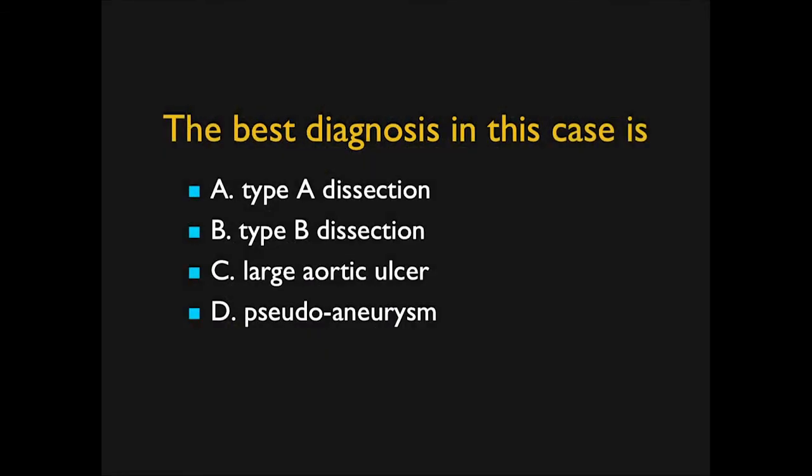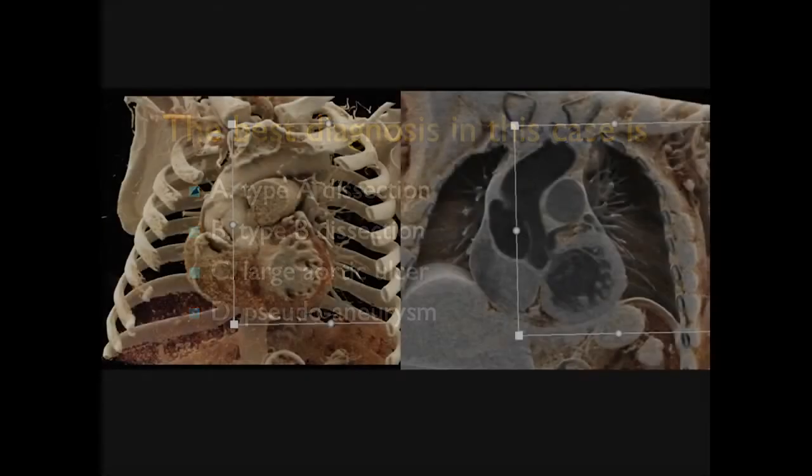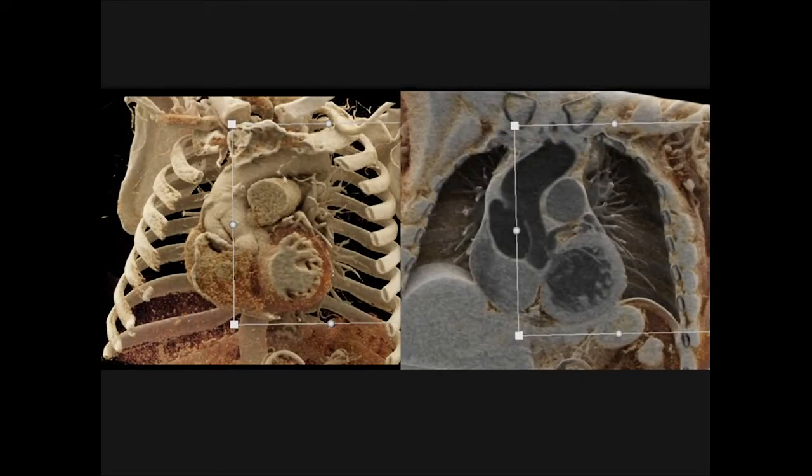The question in this case is, what's the best diagnosis? I like this case because it's cinematic rendering, and it's one of our new views where we're looking in the lumen. You can see the patient has a type A dissection coming near the patient's right coronary artery, and you could see the flap really nicely with the endoluminal view.